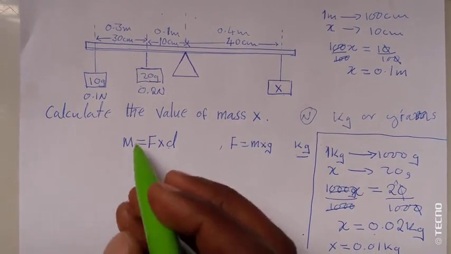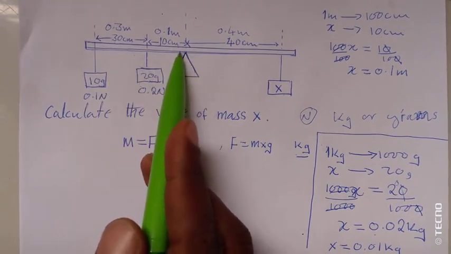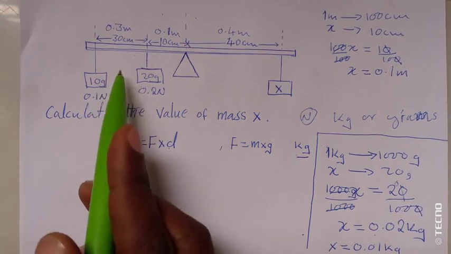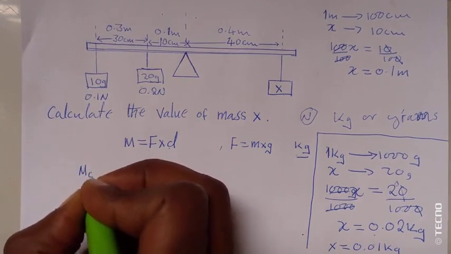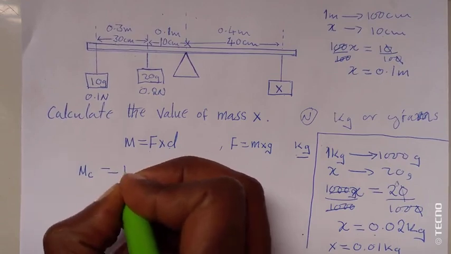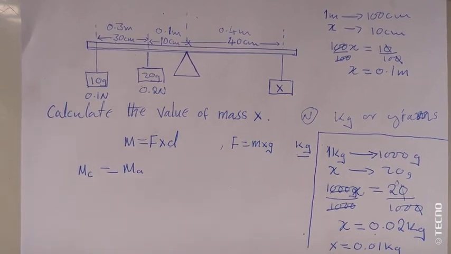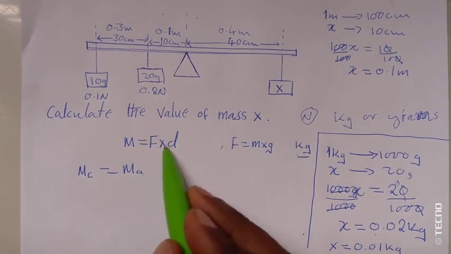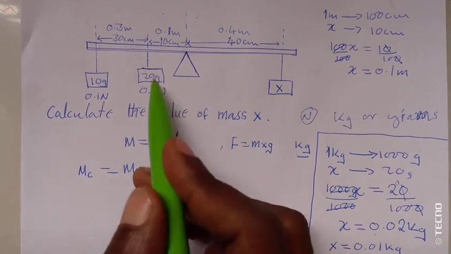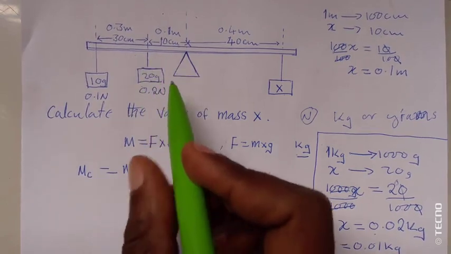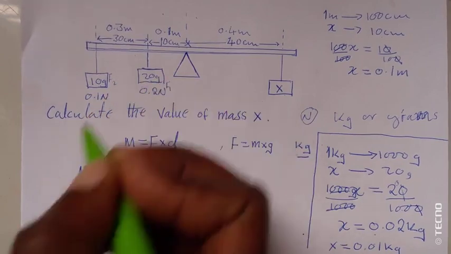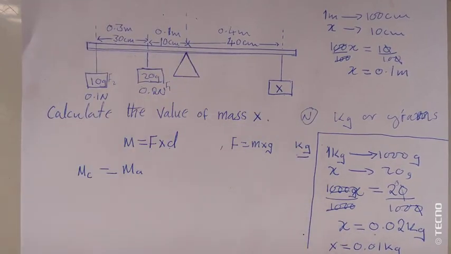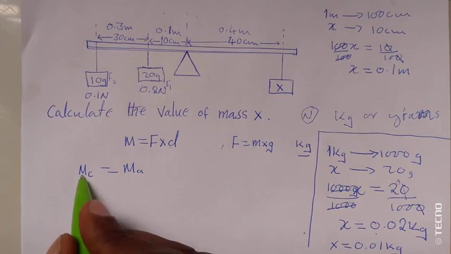Remember it's at equilibrium, which means the clockwise moment is equal to the anti-clockwise moment. So we'll say MC, which is clockwise, is equal to MA, which is anti-clockwise moment. Then this is the formula. So F here, force, we can say this is F1 and this is F2. Then the distances are there, distance 1 and distance 2, like that.